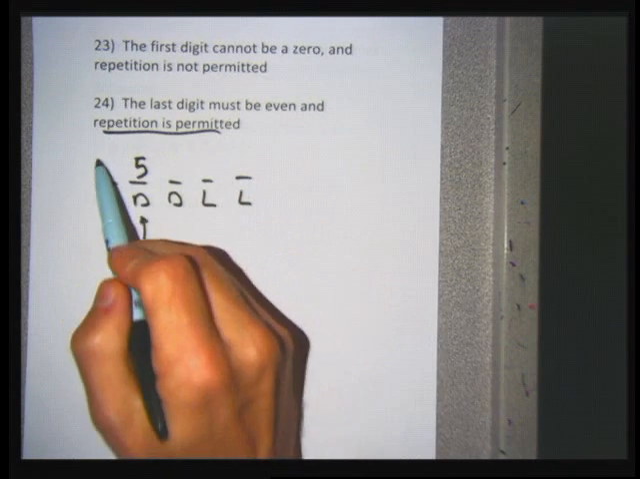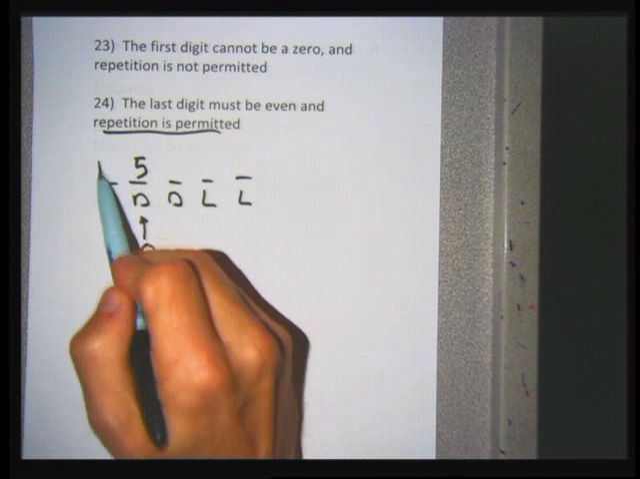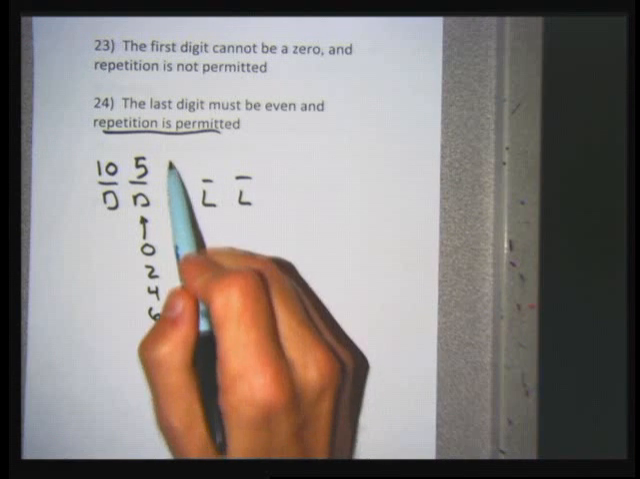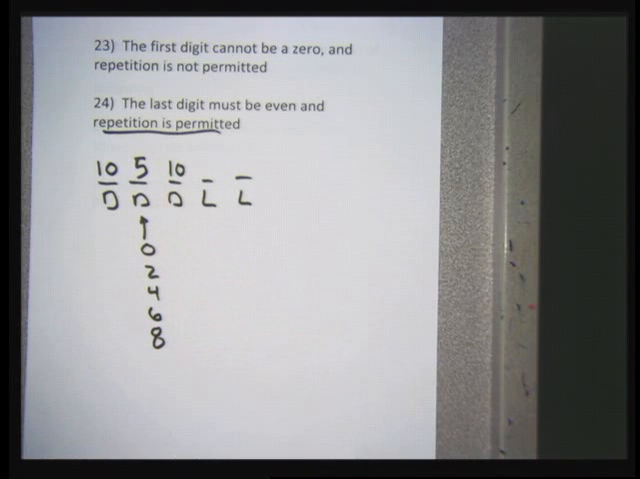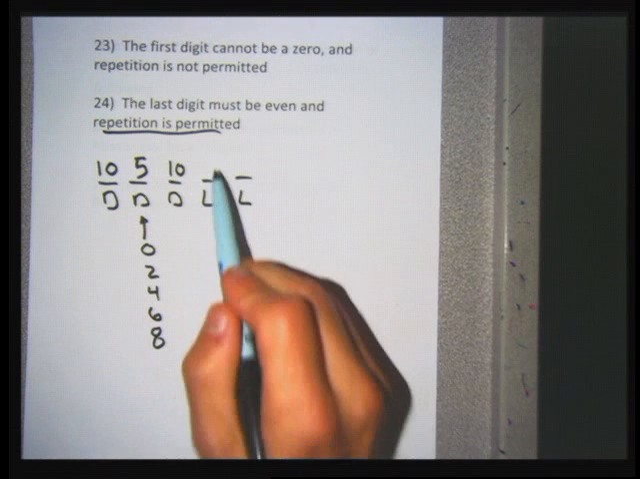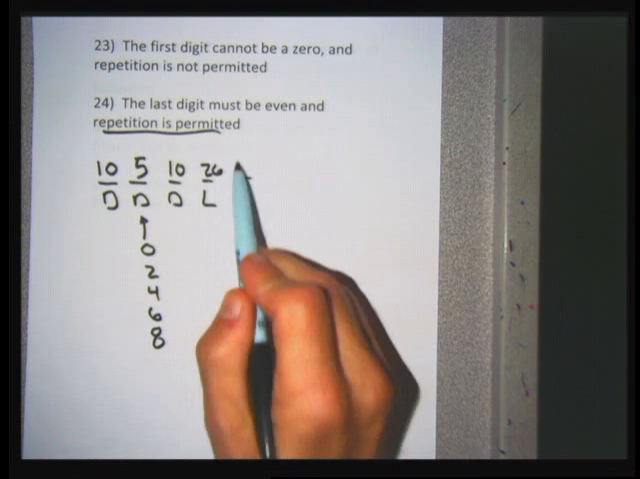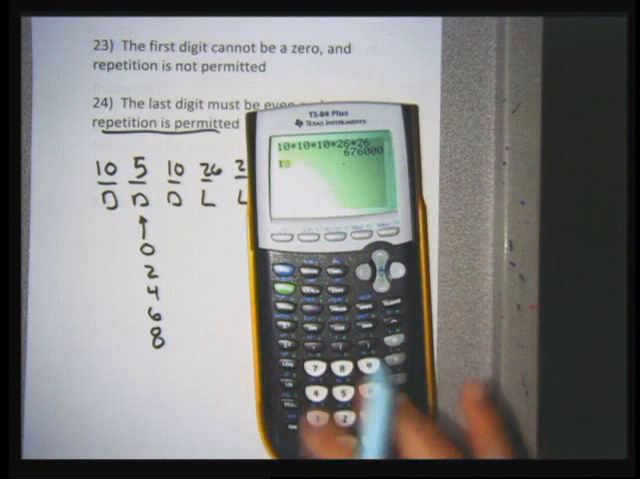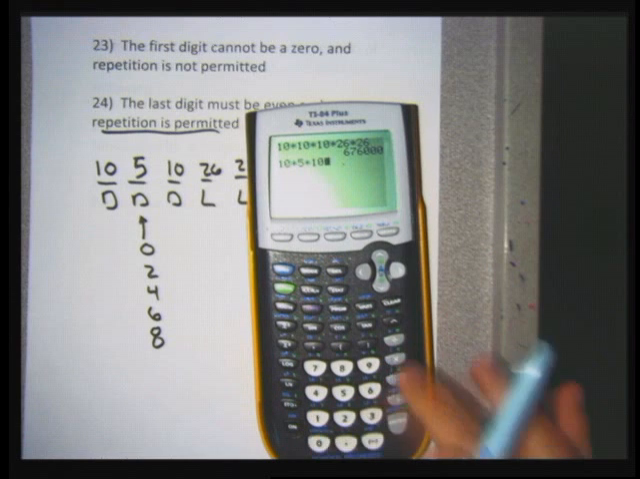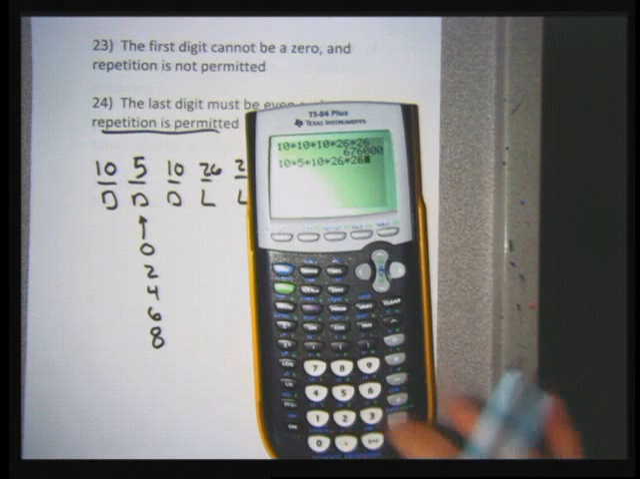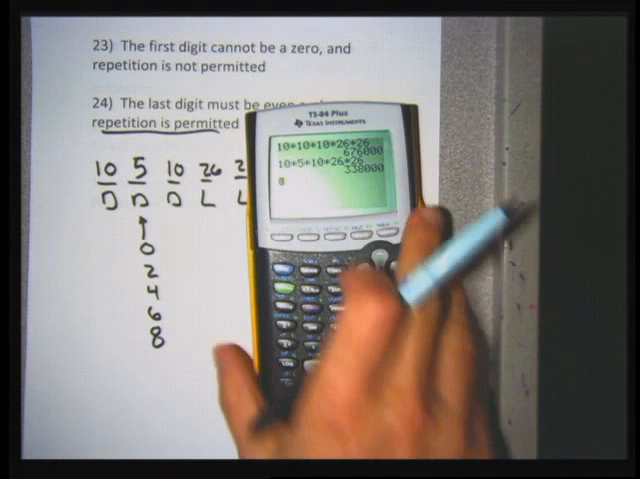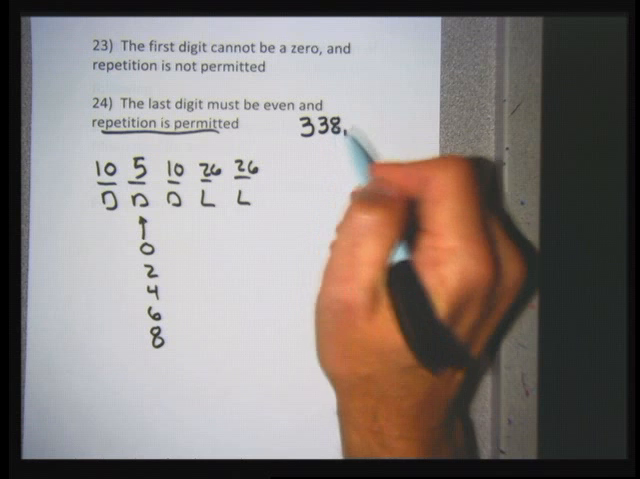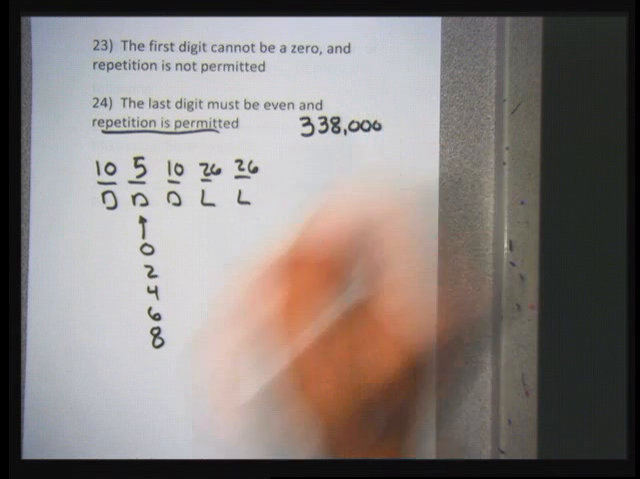Repetition's permitted, so even if I used a 0 here, I could still use it. I could use any one of the 10 digits for the first, and any one of the 10 digits for the middle digit, because I'm allowed to repeat numbers. And for letters, I can use any one of the 26 letters twice. So 10 times 5 times 10 times 26 times 26 is 338,000. Yeah, I write these problems, so you'd think I wouldn't write one that I have a little bit of trepidation about whether something fits or not.